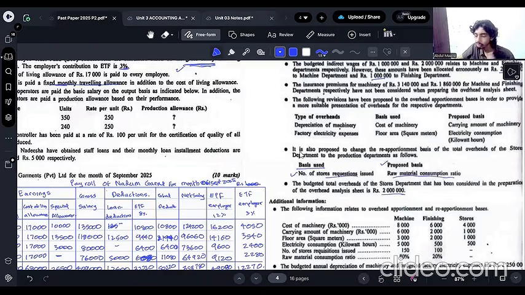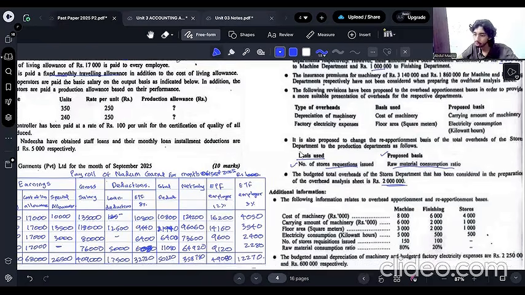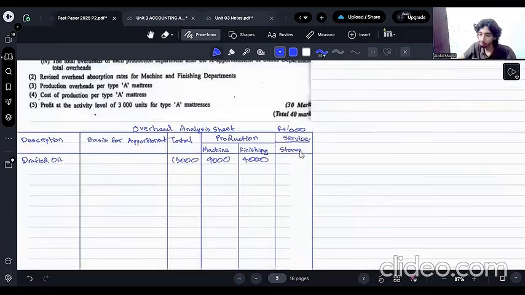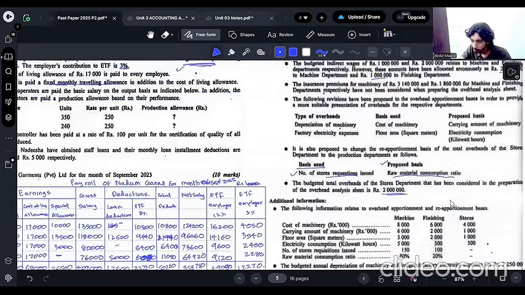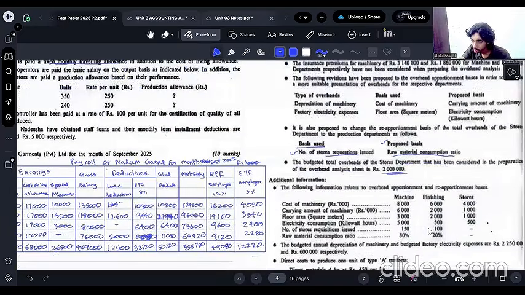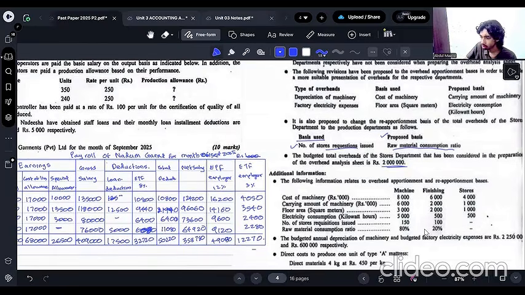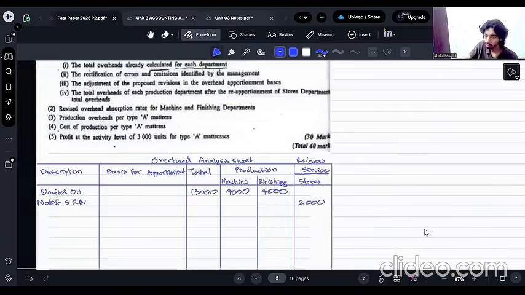Now, this 2 million might have been reapportioned based on the old basis, number of store requisitions issued. So you have to remove that from the machine and finishing department and record it under stores, 2 million. Earlier, how did they reapportion? Based on number of store requisition notes. That ratio is store requisition notes 150 is to 100. That is going to be 3 is to 2.